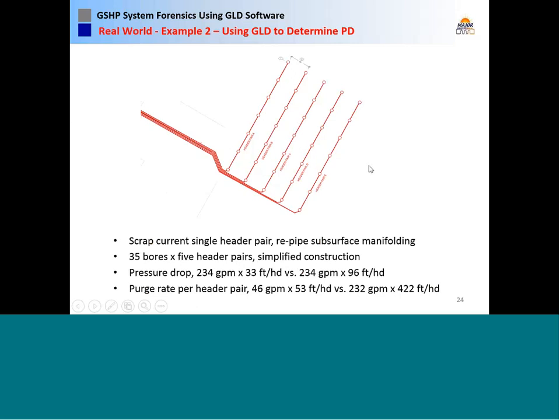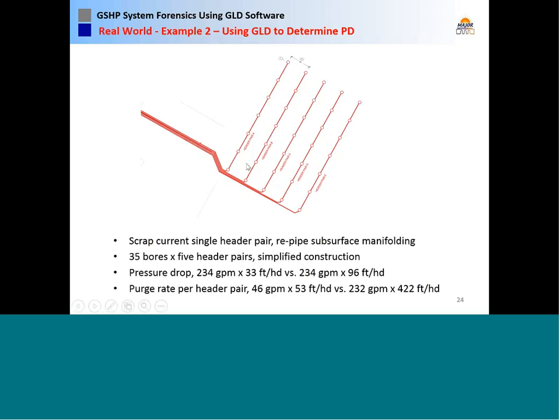So one of our recommendations was to go back in, leave the ground loops in place, but re-header to a lower pressure drop. And the recommendations we came up with would reduce the pressure drop from 96 feet of head to 33 feet of head. So that would have been a substantial reduction in pumping costs. And then, of course, the purge would have dropped to 53 feet of head at only 46 GPM instead of 232 GPM at 422 feet of head.